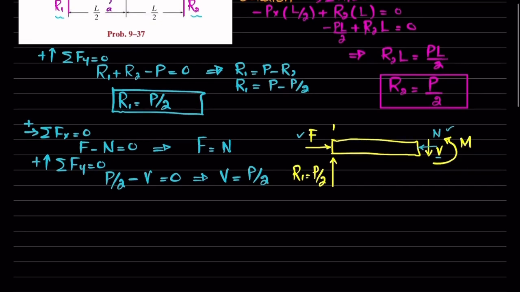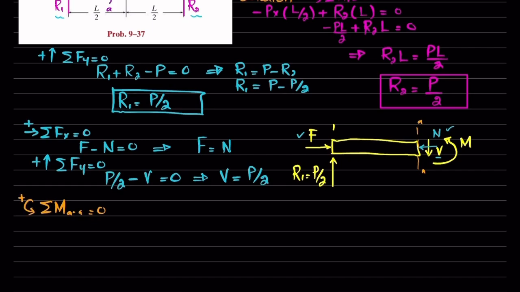Now we'll find this M. So for M, I will apply the equation of equilibrium that the sum of all moments about section AA is equal to 0. So this is section AA. Clear? And taking the counterclockwise moment as positive.